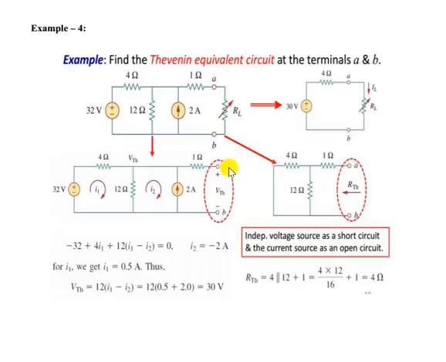Now another problem. Here you have to find out the Thevenin equivalent circuit only. So in that case, this is RL. So I have removed this RL. Now we have to find out the voltage VOC or VTH.